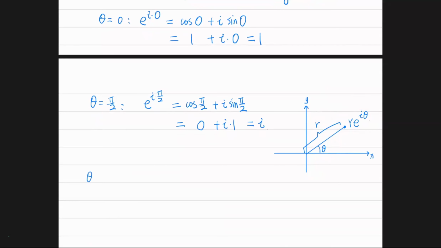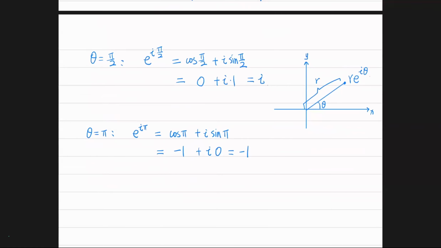This is pi. Oh, okay, sure. Sorry, e^(i·pi). That's cosine pi plus i sine pi. Pi is 180 degrees. I think it's 1 again. No, wait, it's -1, because cosine of 180 is -1 and sine is 0. Please don't tell me there's 2 pi next.